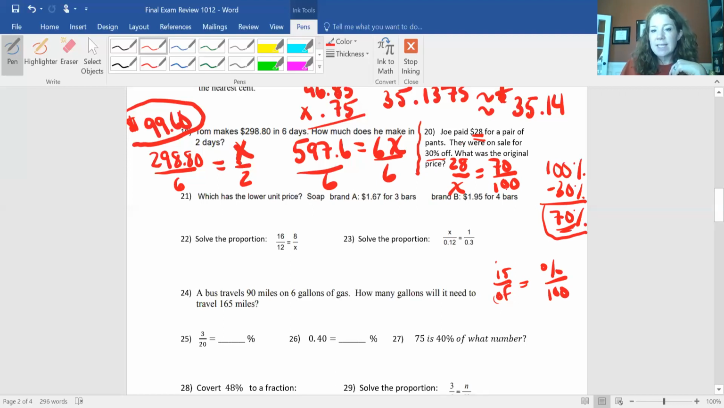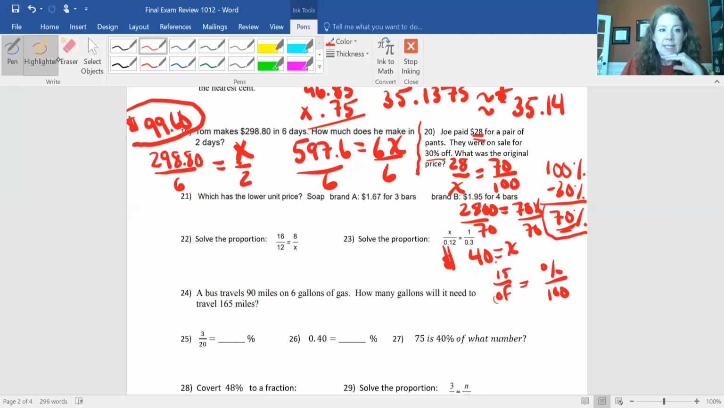28 times 100 is 2800. 70 times x is 70x. So that tells us we're going to divide both sides by 70. And 2800 divided by 70 is 40. The original price is $40. They took off 30%, and that left us with a sale price of $28.